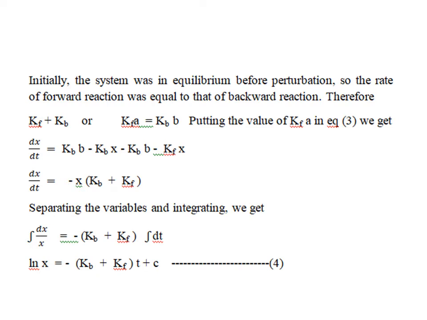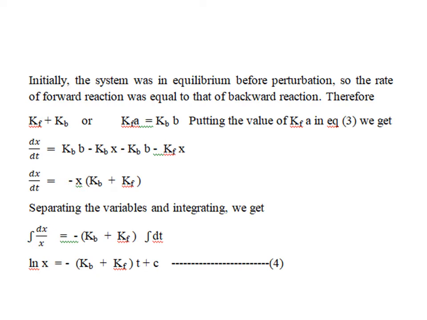Putting the value of Kf a in equation 3, we get dx/dt equal to kb into b minus kb into x minus kb into b minus kf into x. Here kb into b and minus kb into b will cancel out. Then the equation will become minus kb x minus kf x. Taking minus x common, we get dx/dt equal to minus x into (kb plus kf).